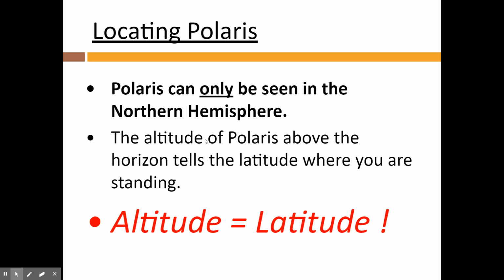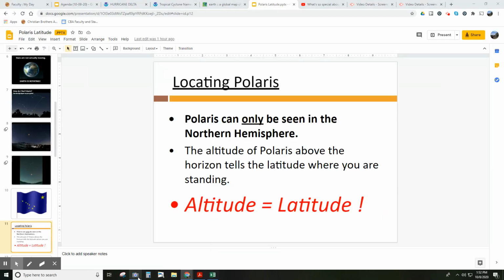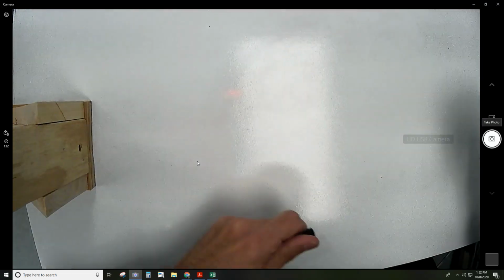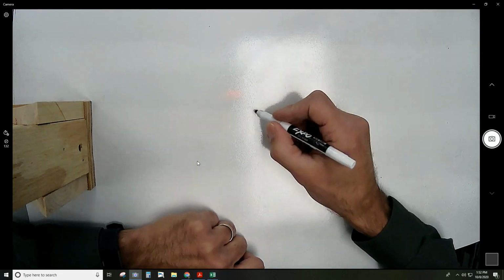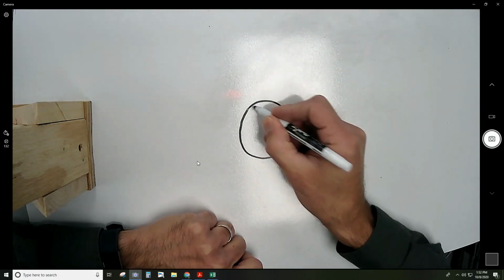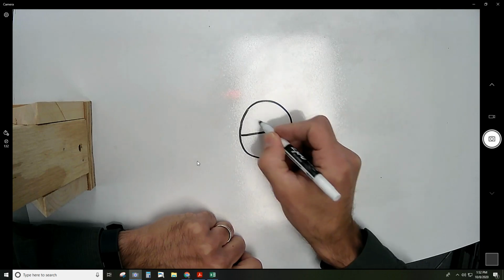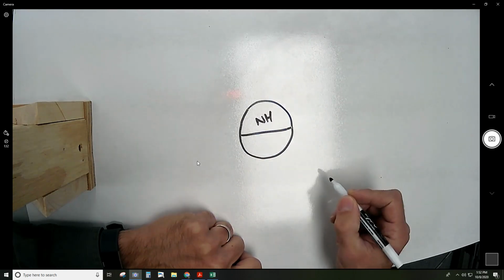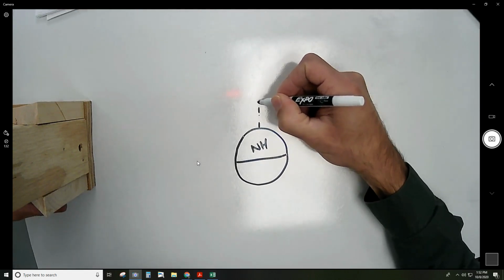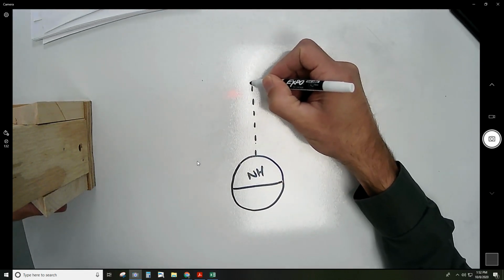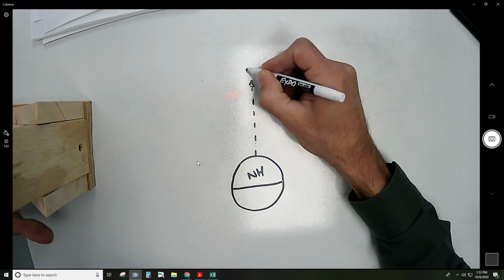So I'm going to describe both of these things in a picture. So let's go to my whiteboard and talk about that a little bit. So first off, let's deal with the idea that you can only see it in the northern hemisphere. So if you draw Earth, okay, here's the equator. So this is the northern hemisphere. I'm going to write NH on here. Polaris is, again, extended out from here directly above the North Pole. So it's out here somewhere.